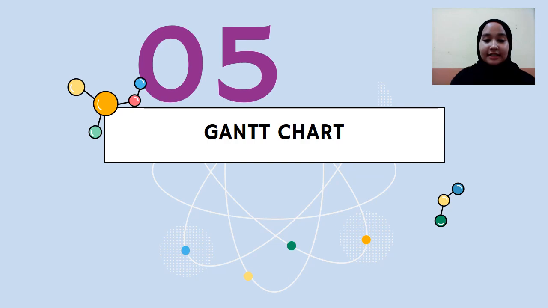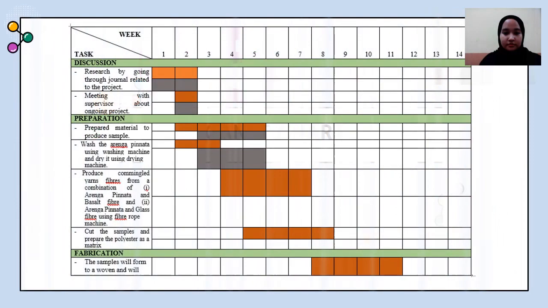The last part is I will continue with my Gantt chart. For the progress, I have done my part until washing the Aringa pinnata at the preparation section. I have done the washing until week 5, and now I'm proceeding to produce the commingled yarn of the Aringa pinnata and basalt.